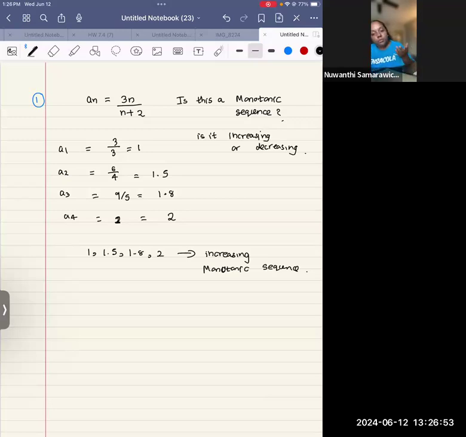But how do we prove this? We can say it is a monotonic sequence if we see four terms, but how do we prove it? Because we have to know about the proof also. Like I said, for increasing, we showed that the first term is less than or equal to a2. We need to show something like this.